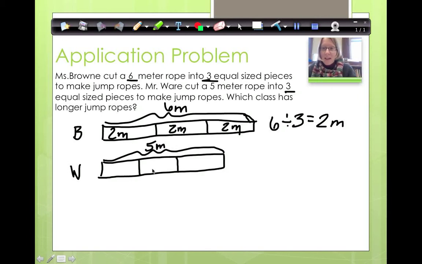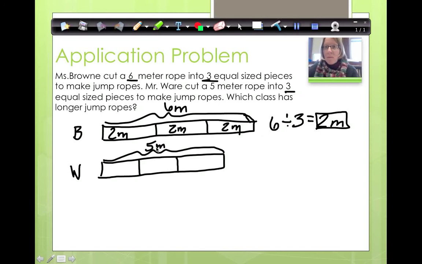Now, 5 divided by 3, that's getting a little bit hairy. So we're not actually going to do that today because that takes us into higher math than I want to do with you right now. So we're just going to stop with Mrs. Brown. So each one of Mrs. Brown's ropes is 2 meters long.